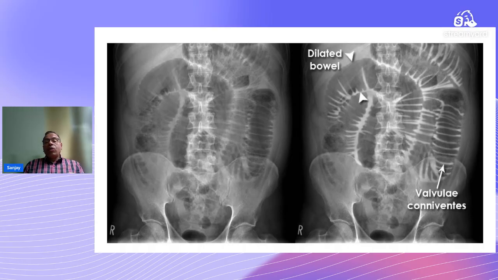Now the bowel diameter is also dilated. So just remember the rule of 369. Any small bowel more than 3 centimeters in diameter, any large bowel more than 6 centimeters in diameter, and any cecal diameter more than 9 centimeters in diameter suggests that the bowel is dilated and some form of obstruction is always present.